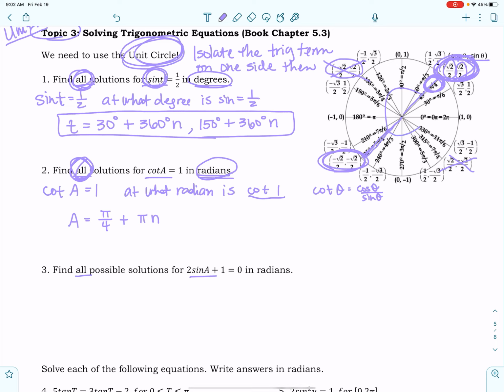And then when I rotate again, I get back there. So I only have to consider one of these, and it doesn't really matter which one you write. But remember, n is an integer, and that accounts for all the positive and negative rotations of pi to get my answer. All right, let's look at number 3.